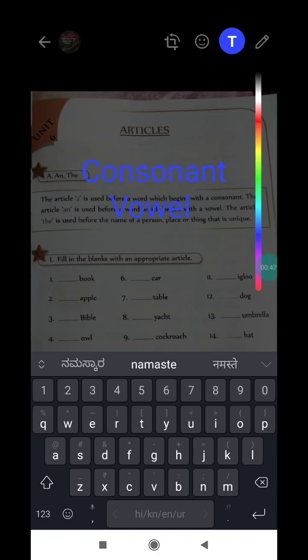And there are how many vowels in English language? There are 5 vowels. What are they? What are the 5 vowels of English language, students? A, E, I, O, U. All the letters of the English language except these 5 vowels are consonants. Okay, all the other letters except these 5 vowels are called as consonants.